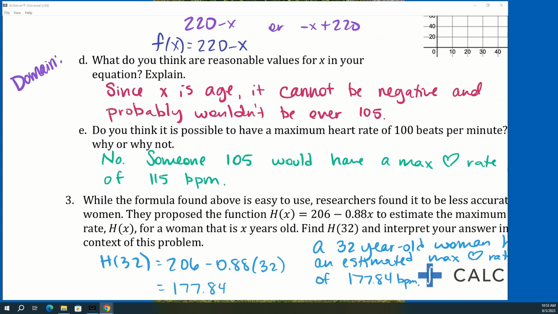And I'm going to describe the domain over there beside D as an inequality. So hopefully you wrote that the age cannot be negative. And I wrote that it also probably wouldn't be over 105. Is it okay for the age to be zero? Yes. So we would say zero is less than or equal to x is less than or equal to 105.